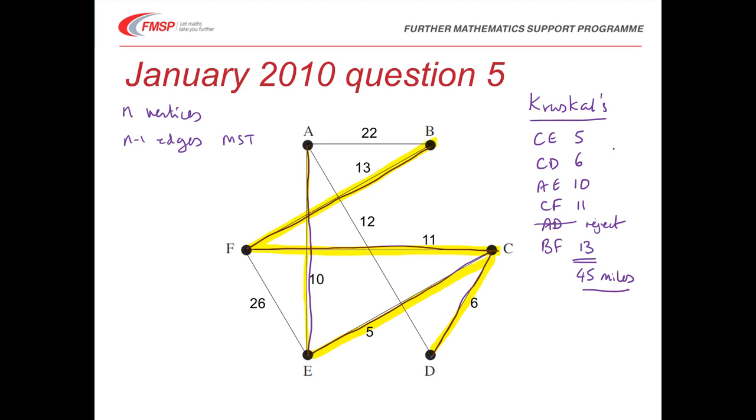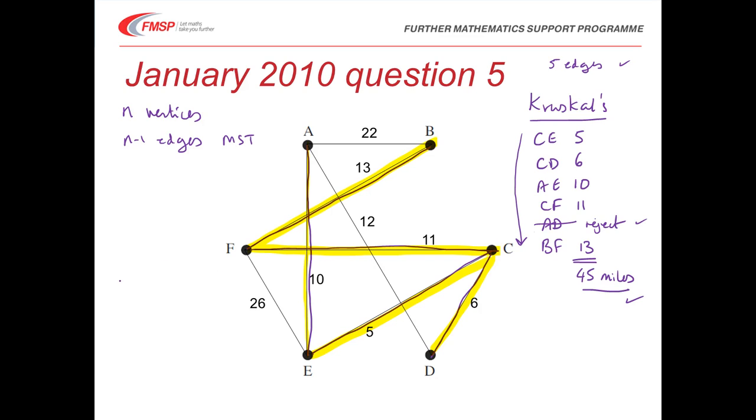The other 4 marks were allocated as follows. First of all, finding a solution that has 5 edges, given there's 6 vertices, that's worth a mark. Rejecting AD correctly is worth another mark. And then having the list in the correct order, which for Kruskal's, just check at the end, should always be increasing numerical size, because you always start with the smallest. Having that list in the right order is worth the 3rd mark, and of course 1 mark for stating correctly 45 miles for the length of the minimum connector.